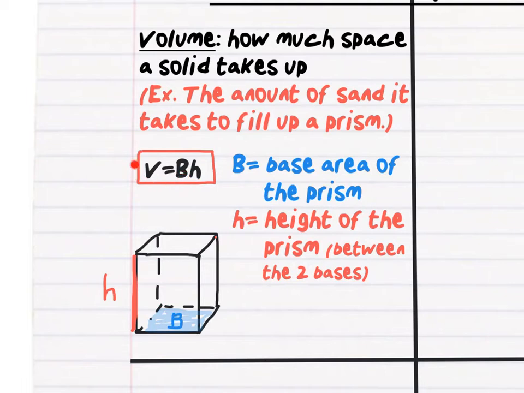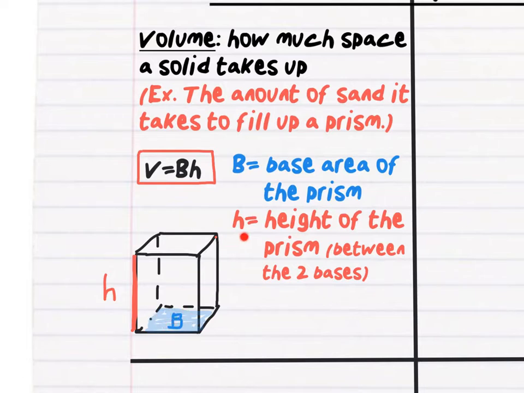Because in this formula, the B does not stand for just the base. The capital B stands for the base area of the prism. So when you look at this solid here, the rectangular prism, the capital B stands for the area of this rectangle. So many times on these prisms, you're going to have to find the area of that base. That capital B is not just going to be one length. You're going to have to make sure that you're using the area of the rectangle or the area of the triangle or whatever shape the base is.